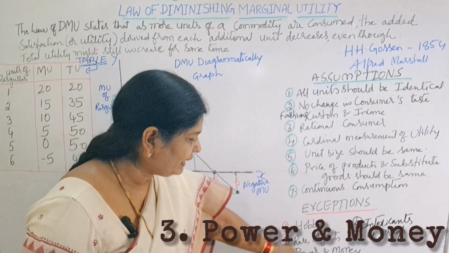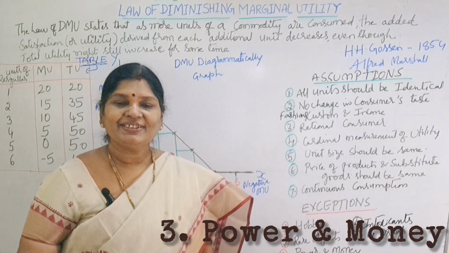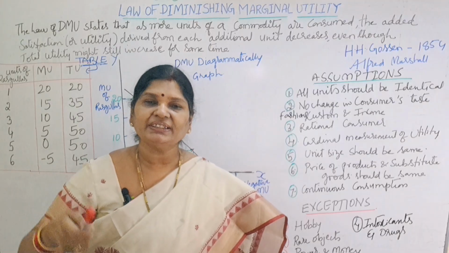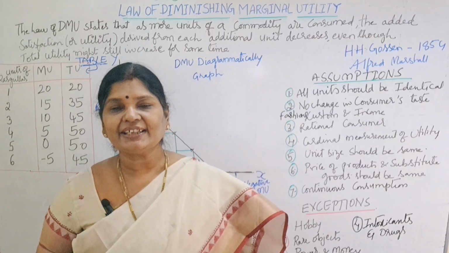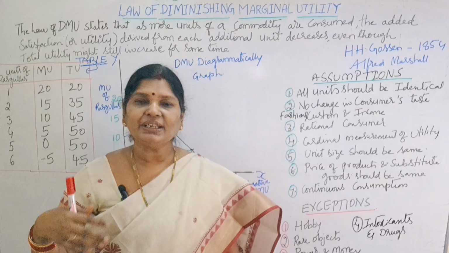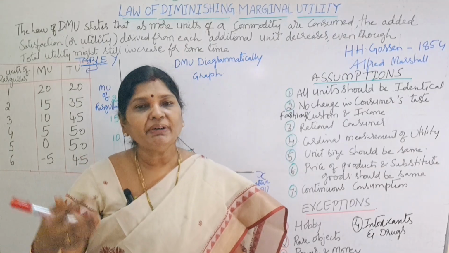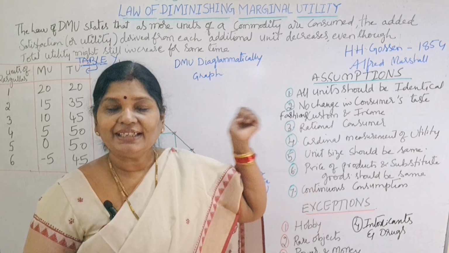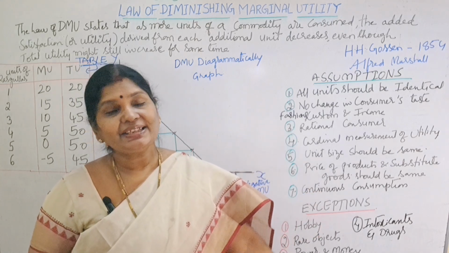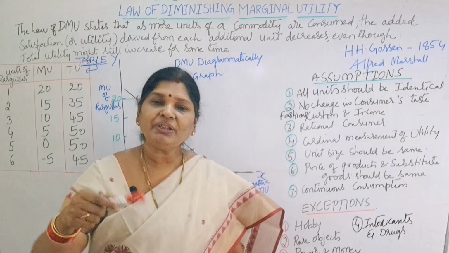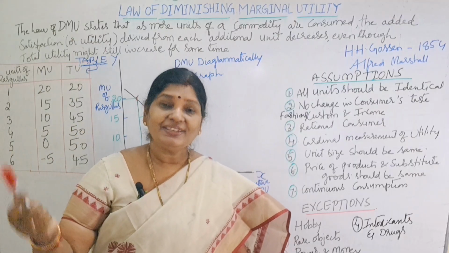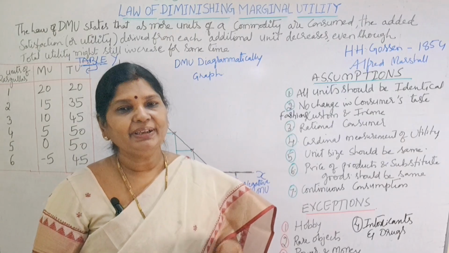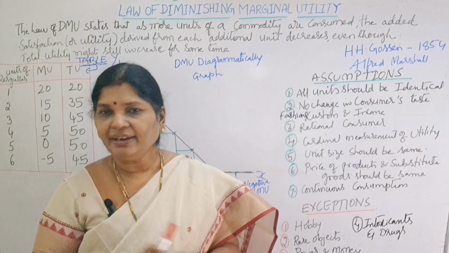Next, power and money. The law of diminishing marginal utility will not apply for power. If you take political leaders as an example, or any senior officials in an organization, they like power. The more power they get, the more satisfaction they will have. So that is why this law will not apply for power. Next, money also. The more money you have, the more will be your satisfaction, right? So here also, this law will not apply. For power and money, the law of diminishing marginality will not apply.